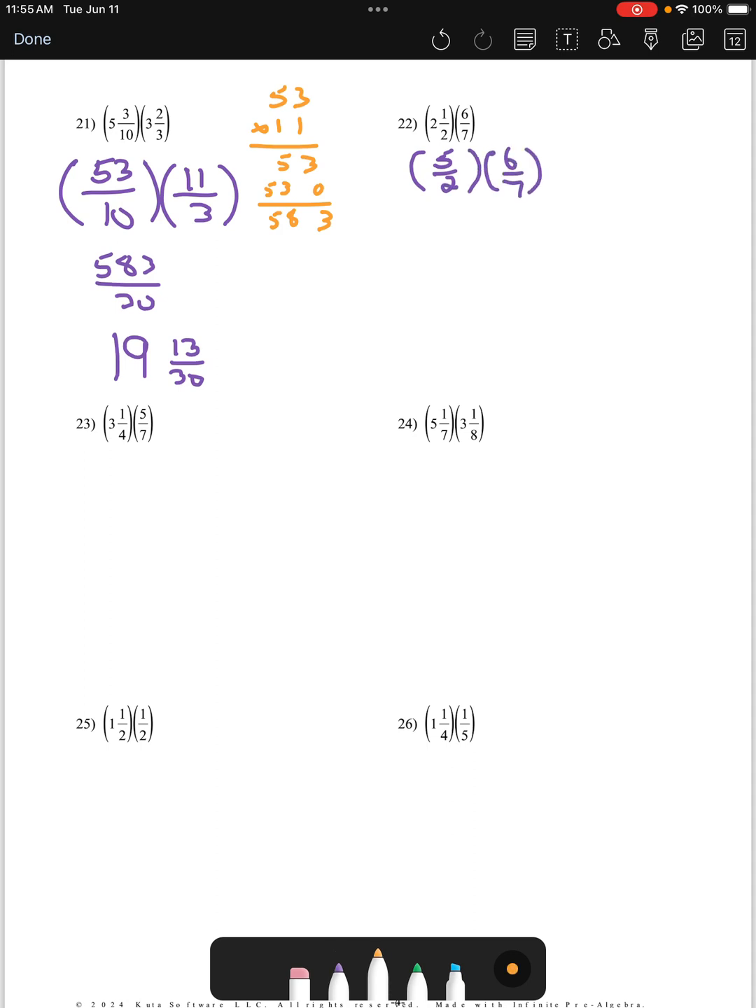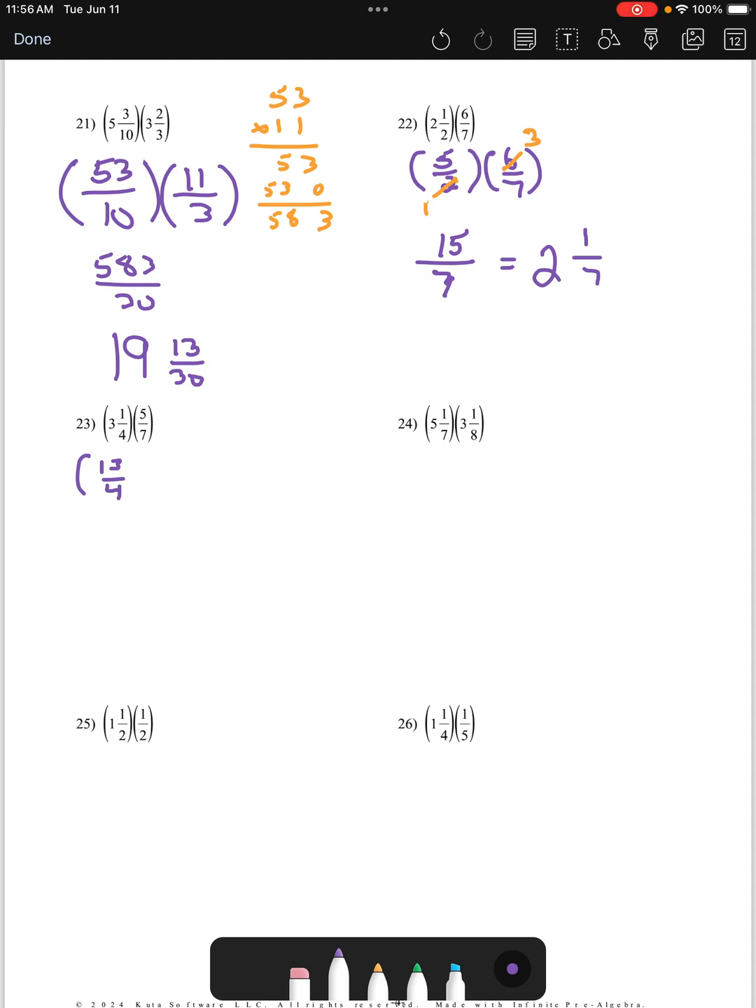In number 22, the 2.5 is a problem. 2 times 2 is 4. 4 plus 1 is 5 halves. The 6/7 is already a regular fraction. And here, look diagonally, 2 and 6 can simplify into a 1 and a 3. So why not make our lives easier? Across our numerators, 5 times 3 is 15. Across our denominators, 1 times 7 is 7. That's improper, and we can clean it up. You can take 2 7s away from 15. That leaves you 1. That's 14 coming off of 15. And our denominator is still 7.